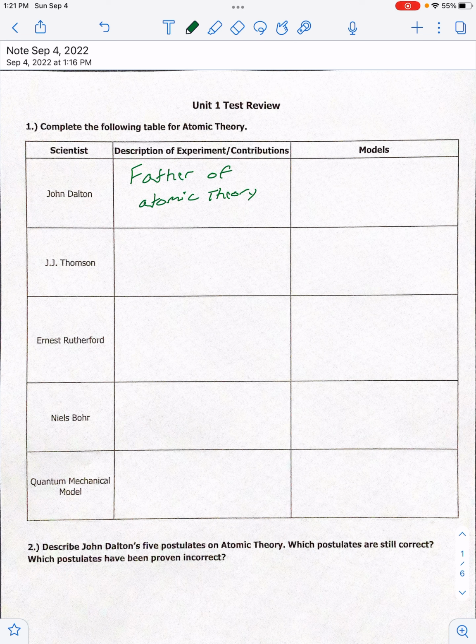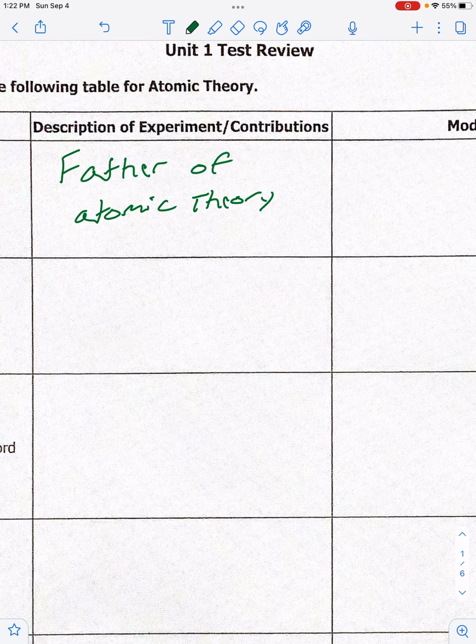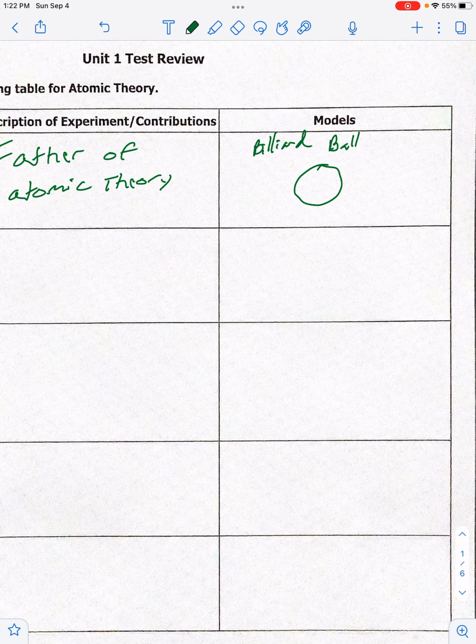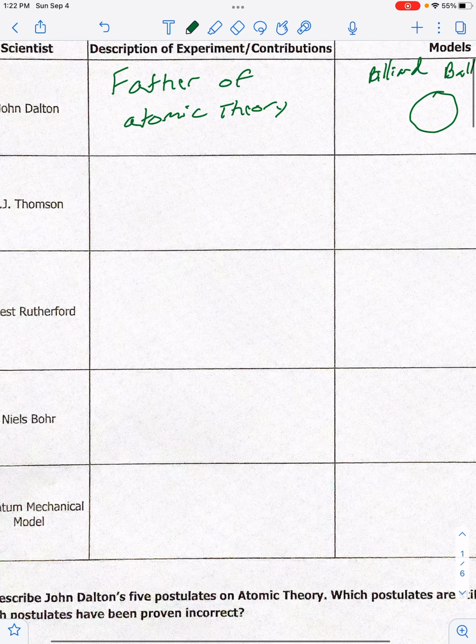Okay, and you'll notice that our keys usually have a little bit more information on this, but I'm not going to write all that down. So this is just the gist of what you need to know. He was the father of atomic theory, and his model was simply the billiard ball model. He thought the atom was just a dense sphere where there's nothing else to it, basically just a ball. We'll get on to his postulates in a second. He did do more, but we'll talk about that in a second.